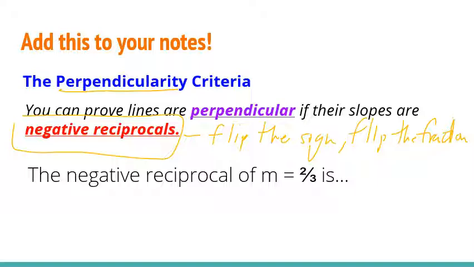The negative reciprocal of 2/3 would be -3/2. Right? So we switched the 2 and the 3, the numerator and the denominator, then we made a negative.